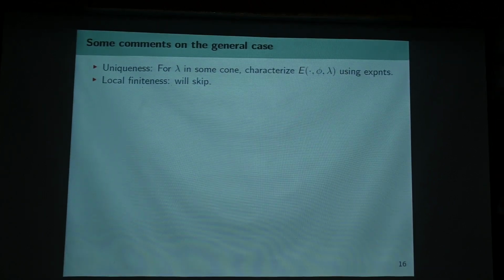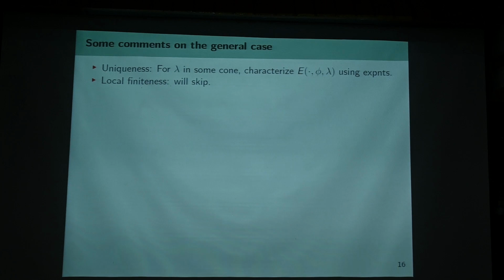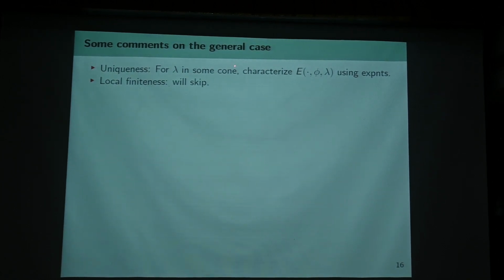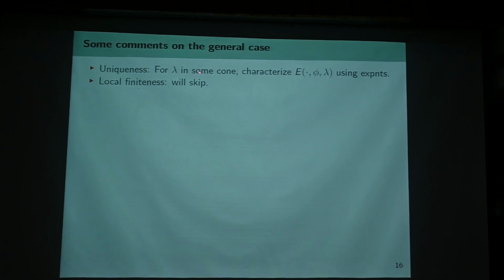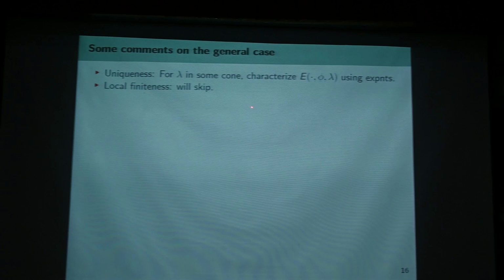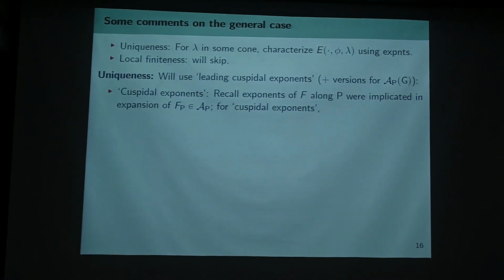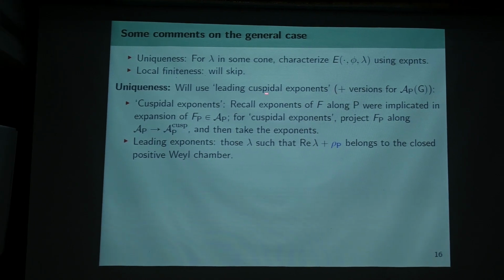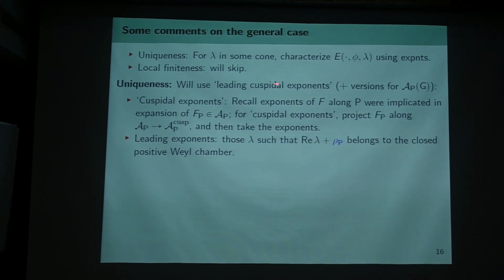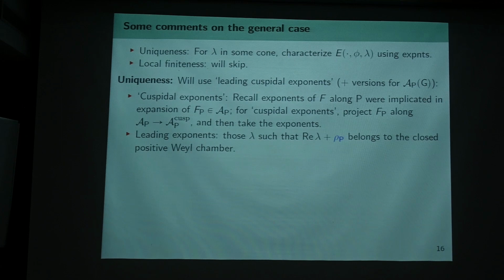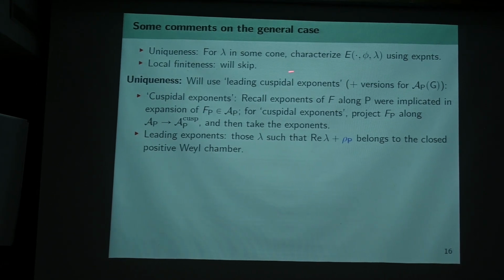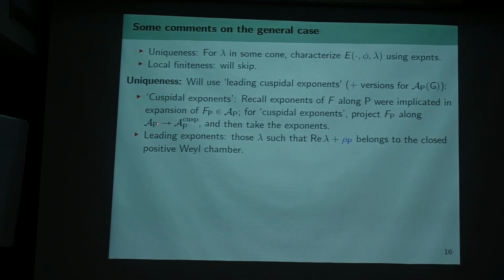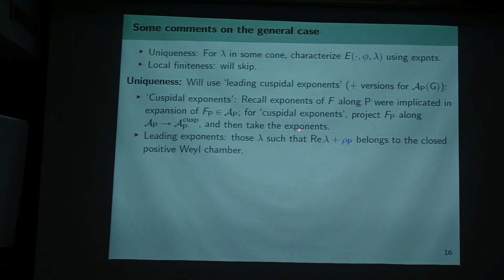So I don't think I'll get time to discuss the general case. But what you need to do is that, just like with the upper half plane modulo gamma, for lambda in some cone, you have to characterize the Eisenstein series using exponents. And the characterization will involve two conditions. Namely, one will have to use a notion called leading cuspidal exponents. Namely, you take a constant term along a parabolic, project onto the cuspidal part, and then look at the exponents.